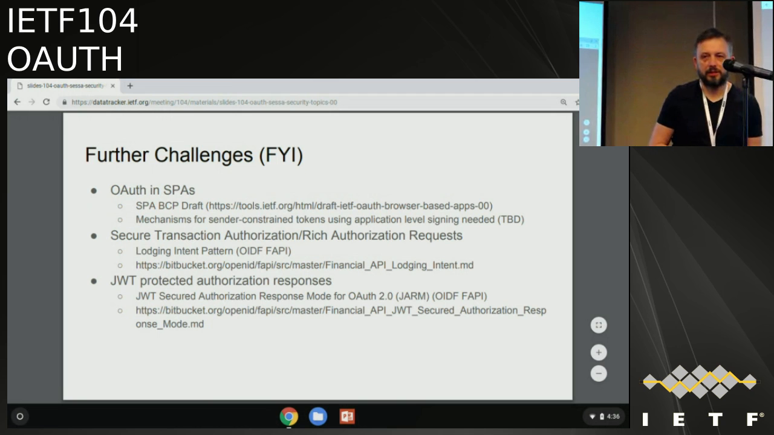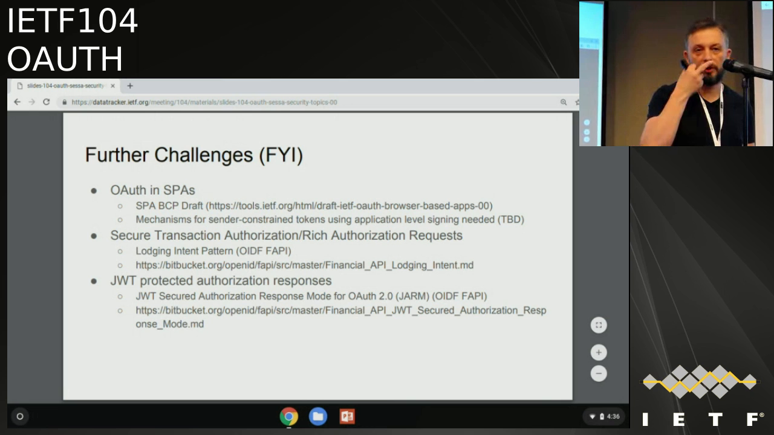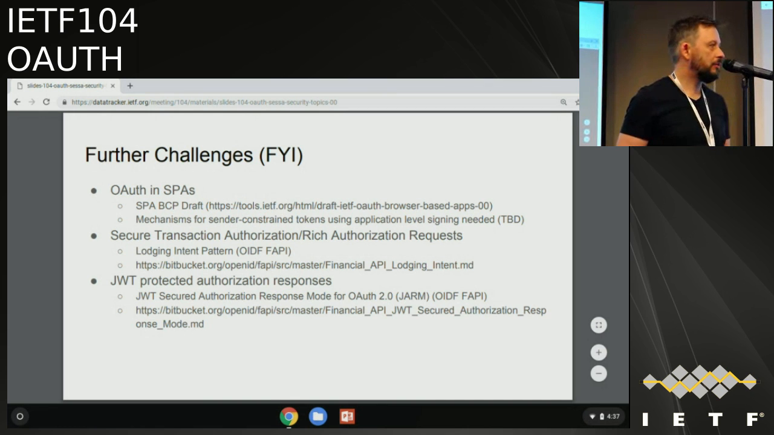So that's my last slide for this presentation. We are facing some more challenges than we were able to cope with in the BCP right now. One of them is that we as a community need to provide developers that develop SPAs with clear guidance on how to implement those SPAs correctly, which is really a difficult task, as we learned last week. We've got a BCP underway for that specific topic.